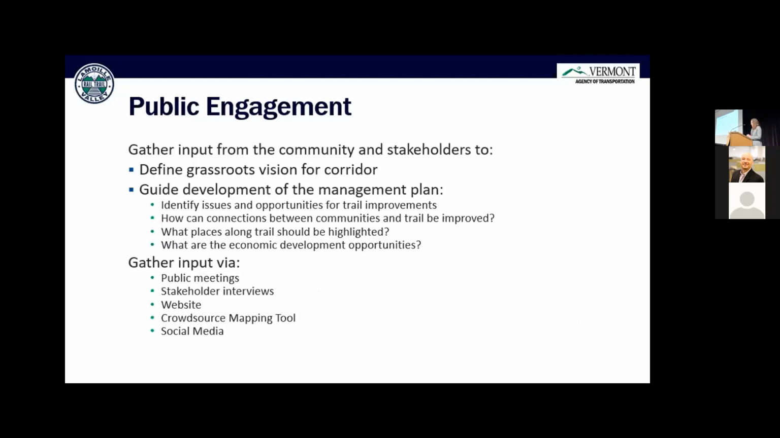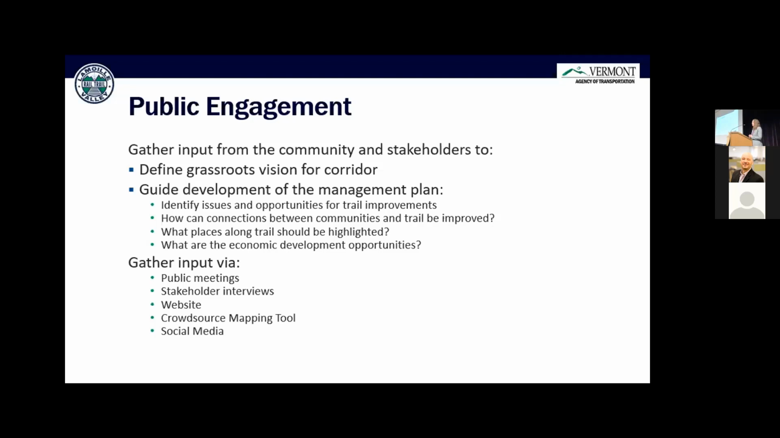And how we intend to go about this is through a robust public engagement process. We're looking to gather input from the communities along the corridor and from stakeholders and the public. We're looking to you to define the vision for the corridor, guide the development of the management plan, help us to identify the issues that are out there on the existing corridor, and also the opportunities for trail improvements or enhancements. How can we make those connections between communities and the trail?